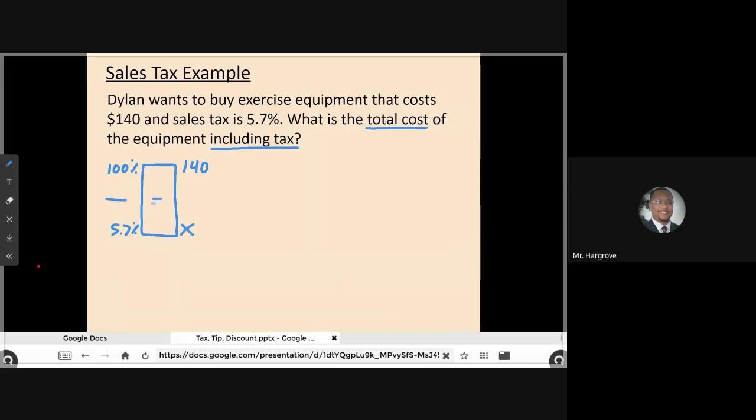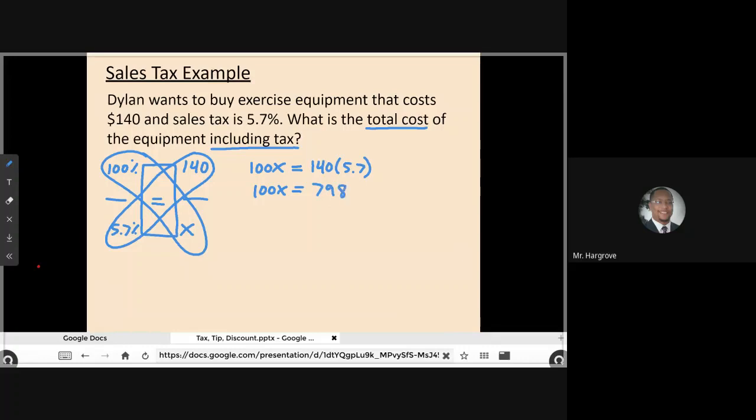So from here, we have a proportion. 100 over 5.7 equals 140 over x. I'm going to cross multiply and solve for x. And I'm going to move over here to do my work. 100 times x is 100x. I'm going to set that equal to the other cross product, which is 140 times 5.7. So this is going to be 100x equals 140 times 5.7, which is 798. I'm now going to divide both sides by 100.